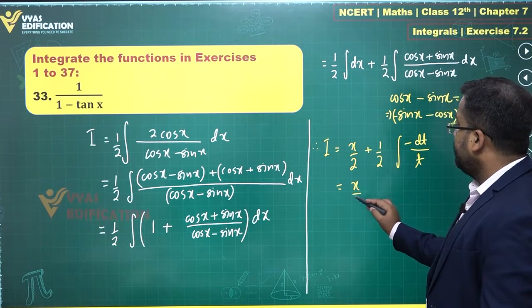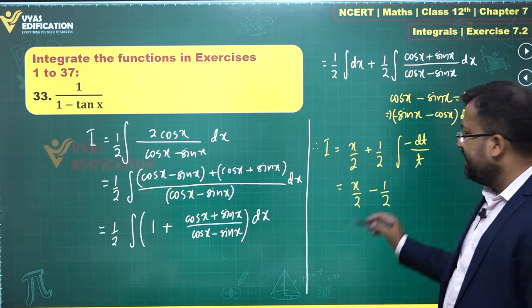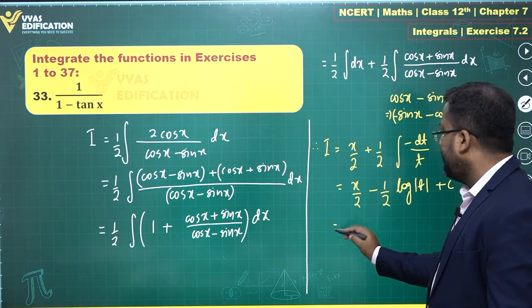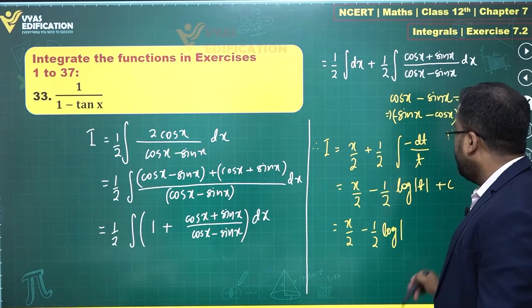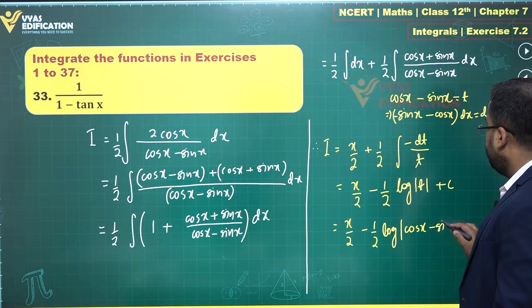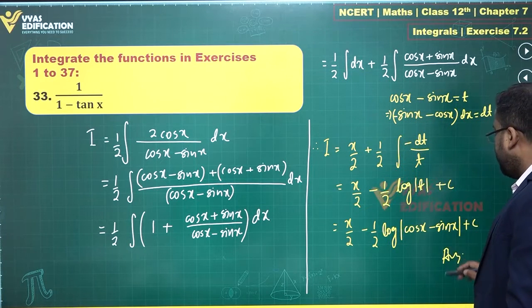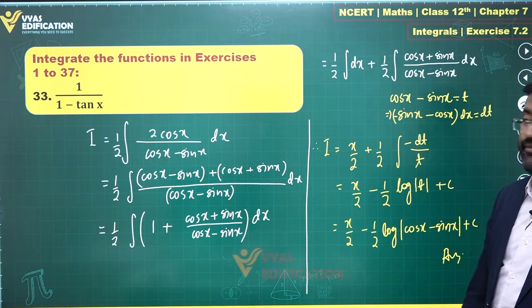So this x by 2 is pretty simple. This is minus 1 by 2. The integral of 1 by t is log mod t plus constant, so it becomes x by 2 minus 1 by 2 log modulus t. T is cos x minus sin x, plus constant of integration, and that is my answer for this question over here. This is the third question for us.